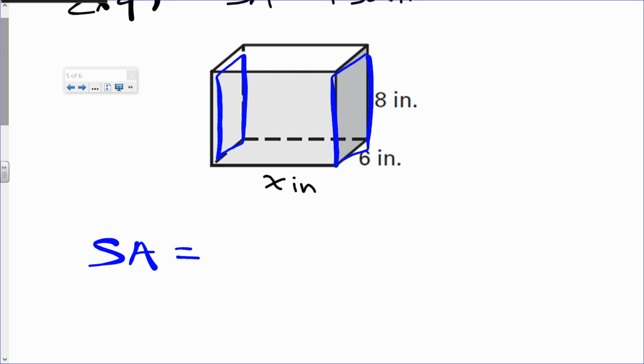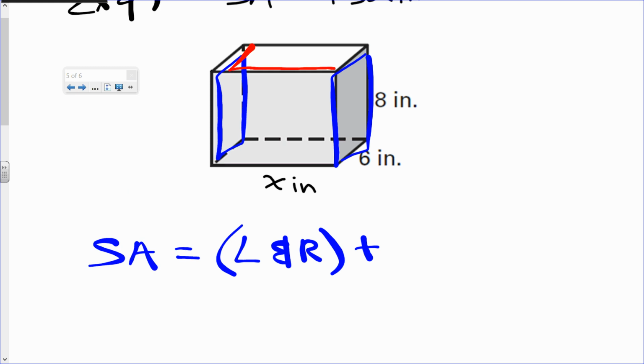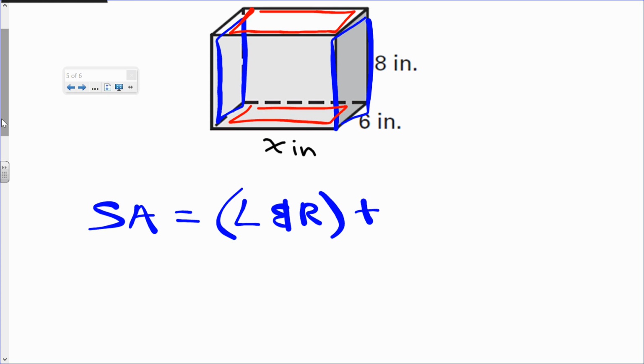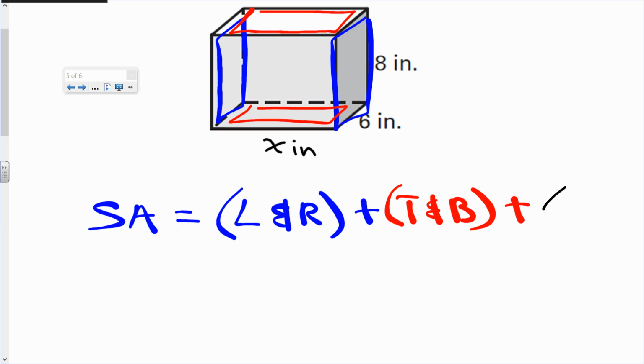So the surface area will be, I'm going to put L and R in parentheses, and I'm referring to the left and right face. The area of the left and right face plus what others are the same? I'm going to put top and bottom, I'm going to outline in red, T and B. Look at T and B, plus, what's the last two? Front and back. I'm going to put those in black. Do that with me, F and B.